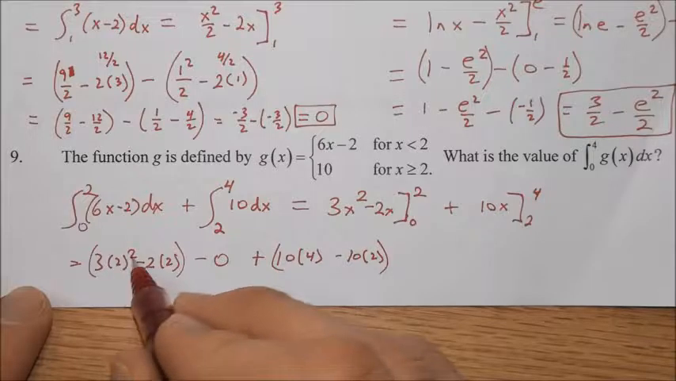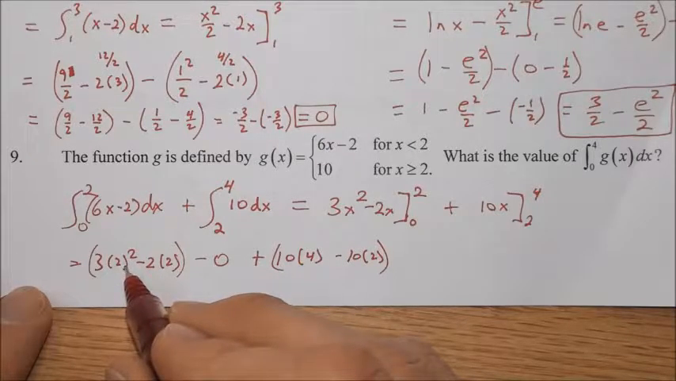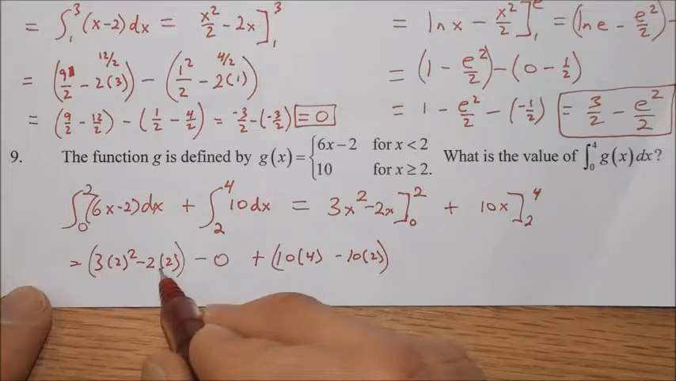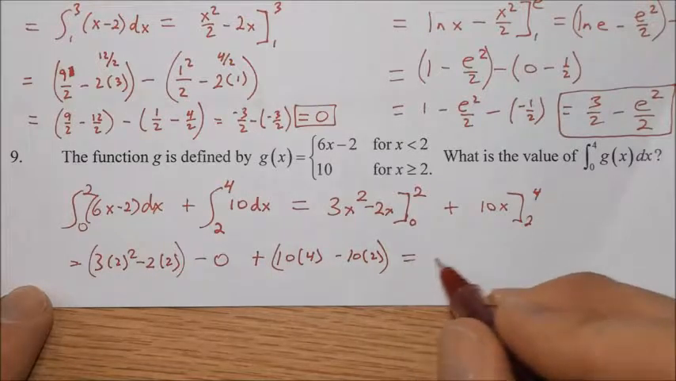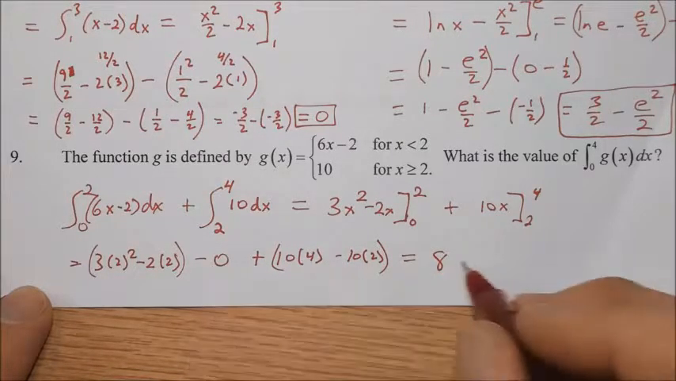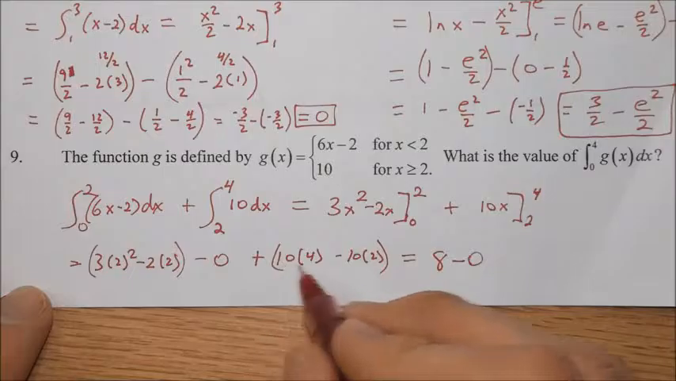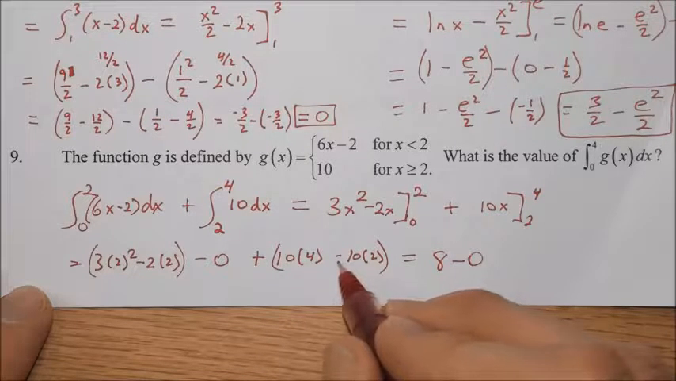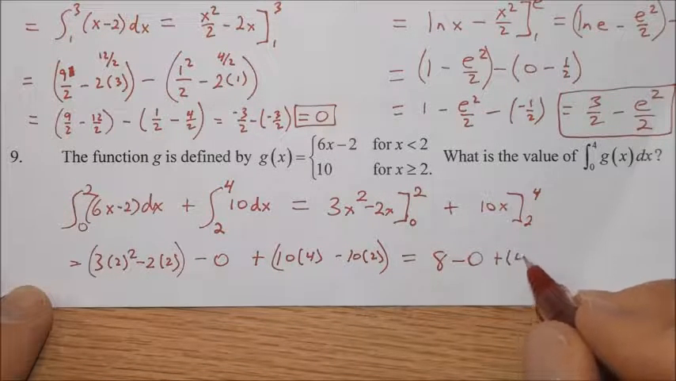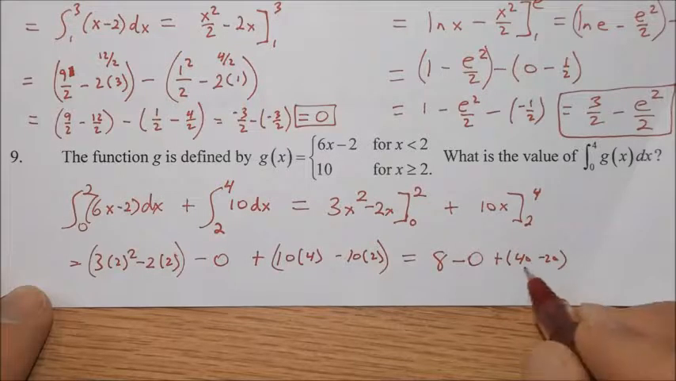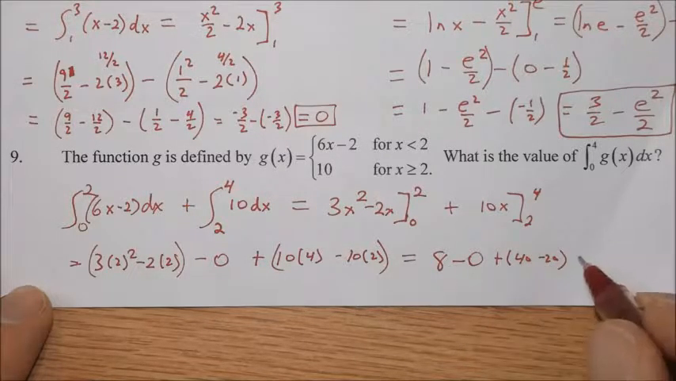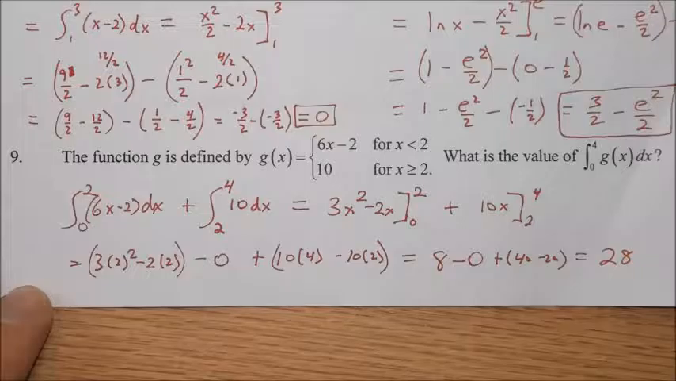Okay, so 2 squared is 4. Tripled is 12. 12 minus 4 is 8. Minus 0. Plus, and then we have 40 minus 20. 40 minus 20 is 20. Added to this 8 gives us a final answer of 28.